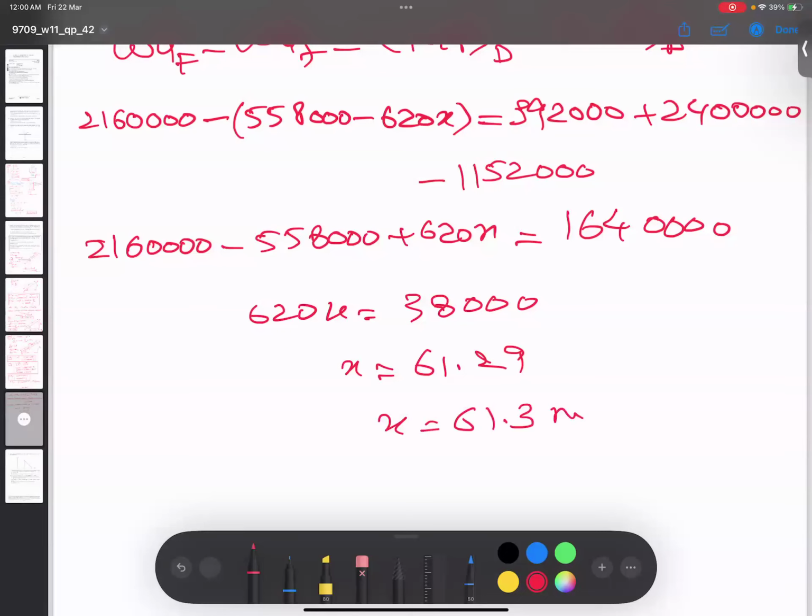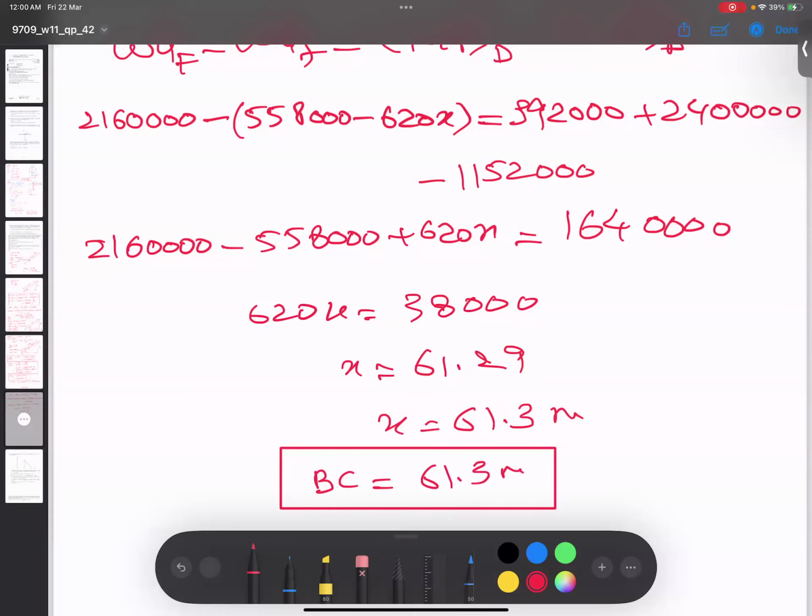So it means the distance from B to C is very clear. It's really very lengthy. I have done it in a simple way, that is why it became lengthy. Okay. So Alhamdulillah Rabbil Alameen, the point is clear.